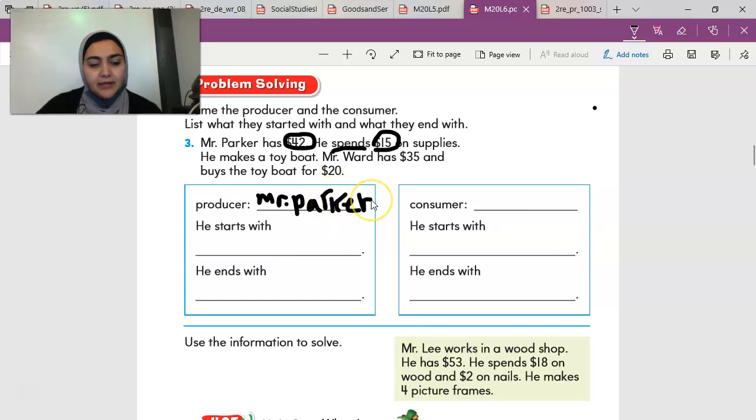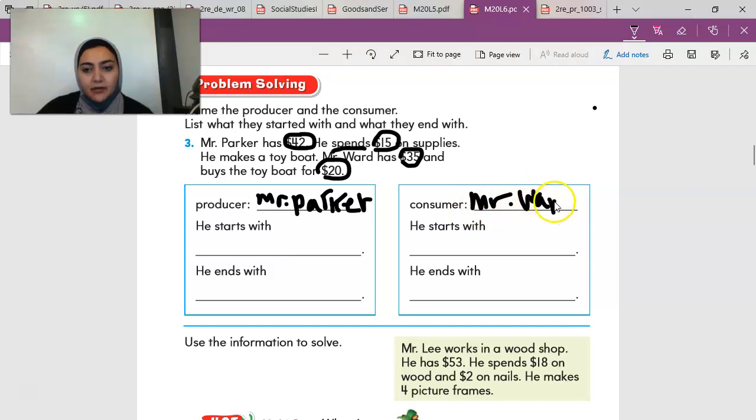Okay. He spends $15 on supplies to make a toy boat. Mr. Ward has $35 and buys the toy for $20. So how much does Mr. Ward have? He has 35 and he buys it for $20. Who's the consumer? Who's buying? Mr. Ward is the consumer. He's the buyer. So we're going to write Mr. Ward, W-A-R-D. He's the consumer. He starts with $35. And he buys the toy boat for $20.